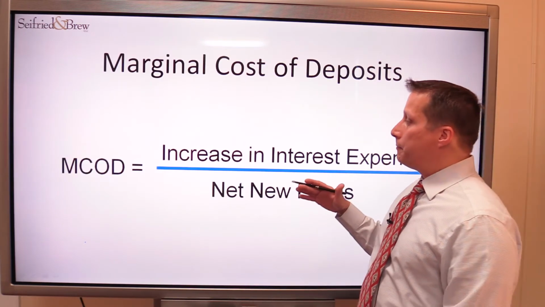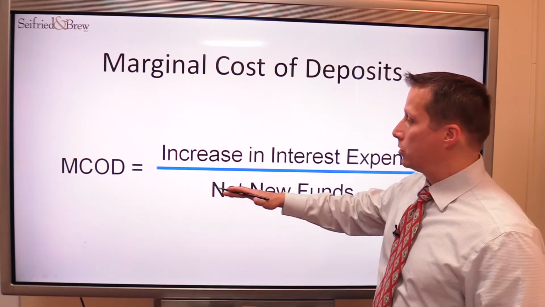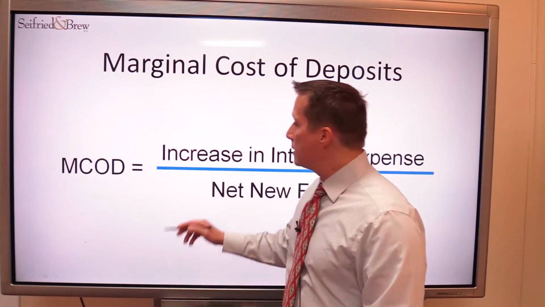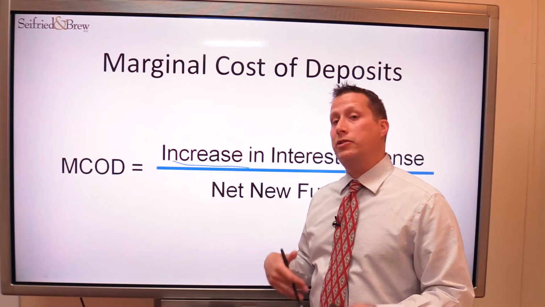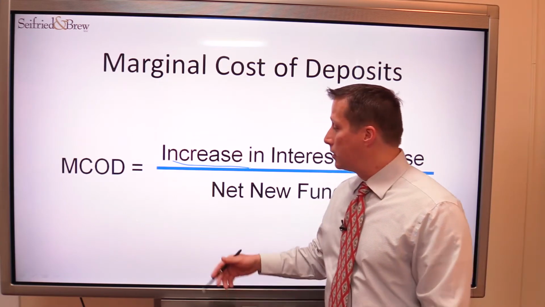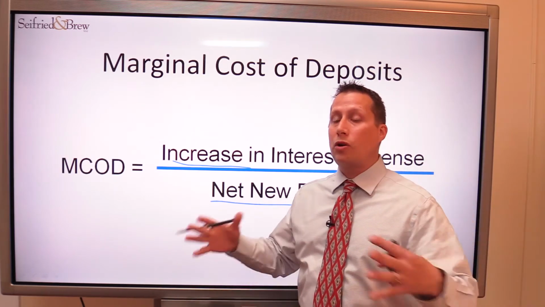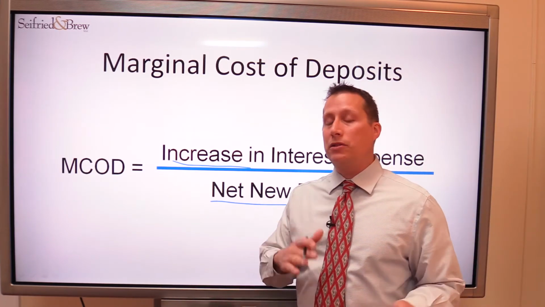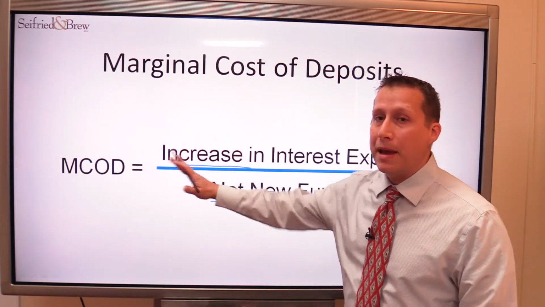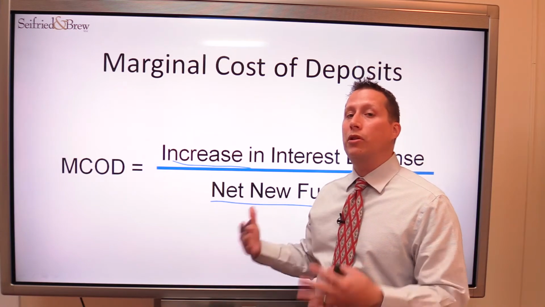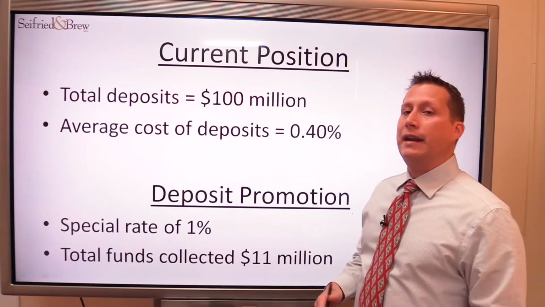So the calculation for the net or marginal cost of deposits is basically the increase in the interest expense, so whatever additional interest expense we're taking on, divided by the net new funds. These are new funds that are totally new to the institution, not funds that have been transferred from one account to another. So this is the basic calculation we want to walk through when we're looking at the marginal cost of deposits.